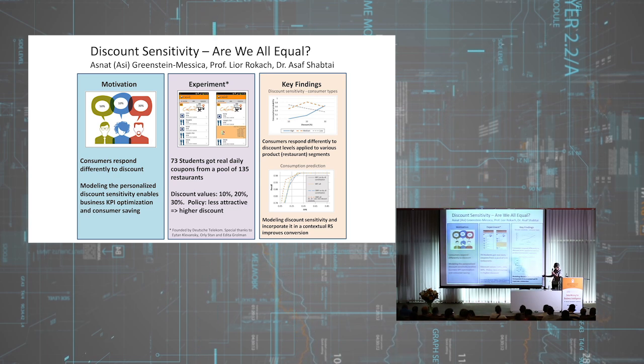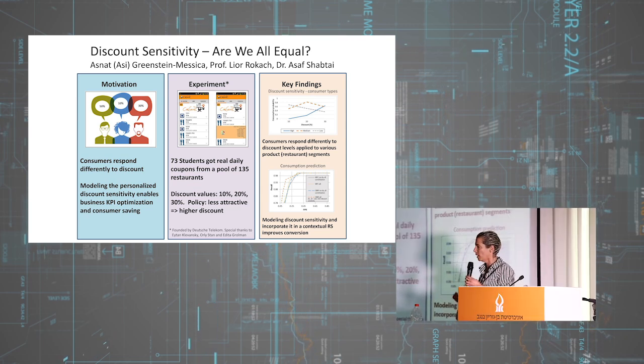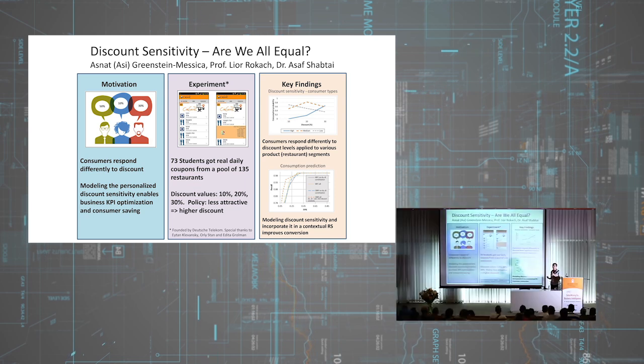In our research, we modeled this behavior, this sensitivity to discounts, from the commercial data that we have. And we incorporated it into a recommender system in order to optimize the recommendation and conversion.